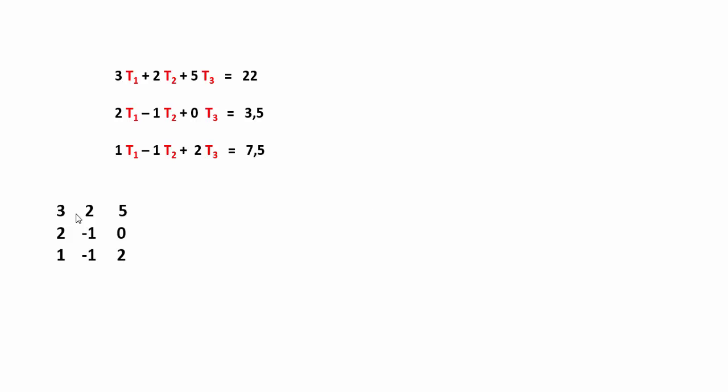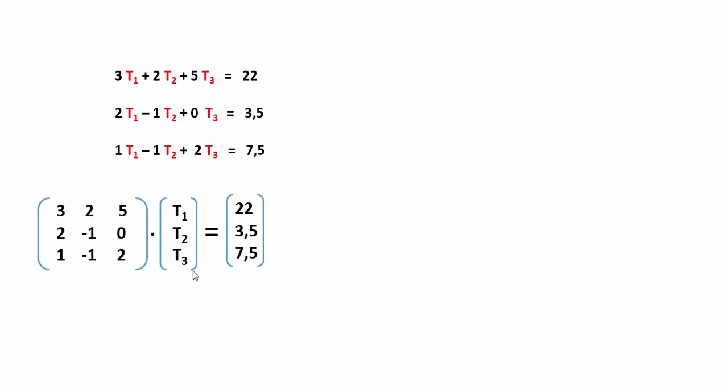If you multiply this matrix with 3 columns and 3 rows by a column matrix with the 3 t's, and you read this as 3 times t1 plus 2 times t2 plus 5 times t3 makes 22, then you've got the first equation, and 2 times t1 minus t2 plus 0 t3 makes 3.5 is the second one, and for the last equation you can do the same. And now we have the matrix equation A times T makes B.